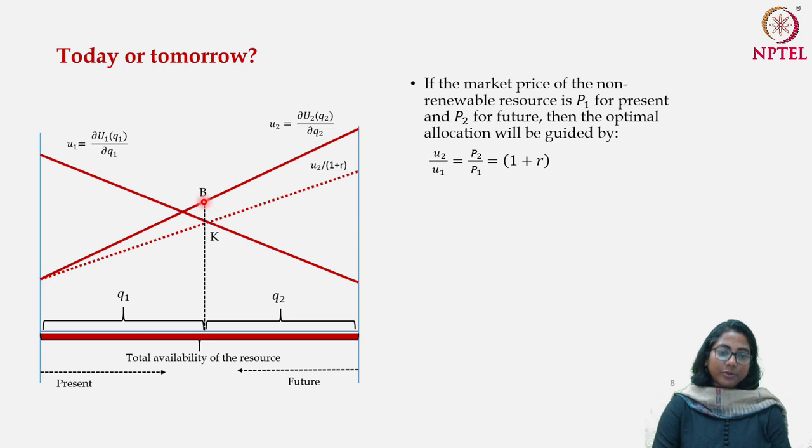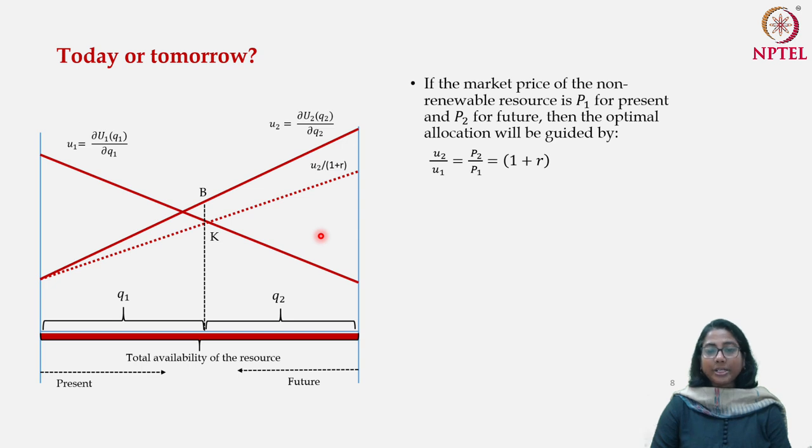If you take this point, this distance BK is actually reducing U2 by a factor of 1 plus R. So if I have a point at K and I multiply it by 1 plus R, I'll get the point B. If I am at point A, I multiply it by 1 plus R, I should be at point B. So this distance BK is actually representing the multiplicative factor 1 plus R here.